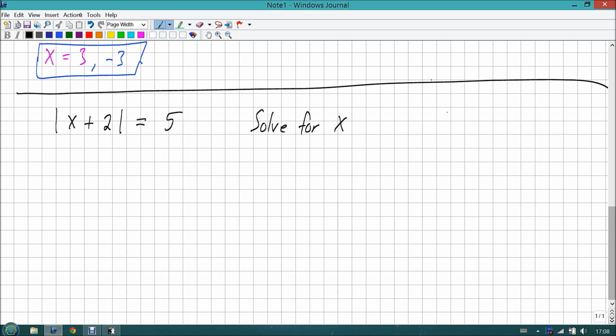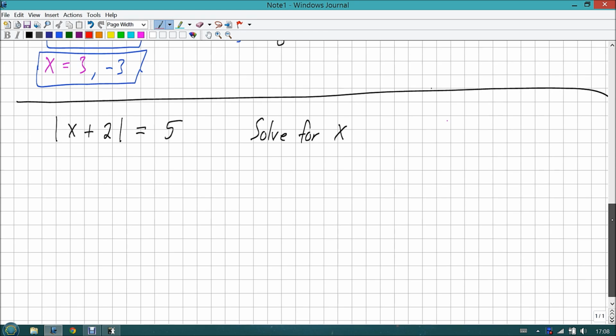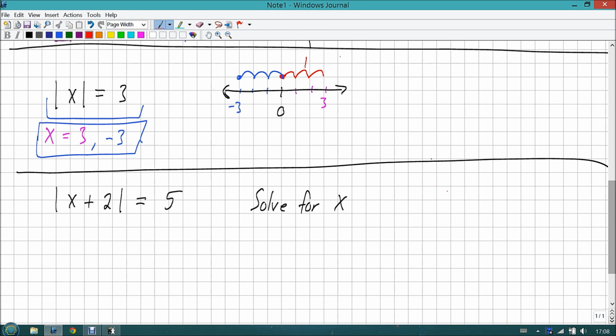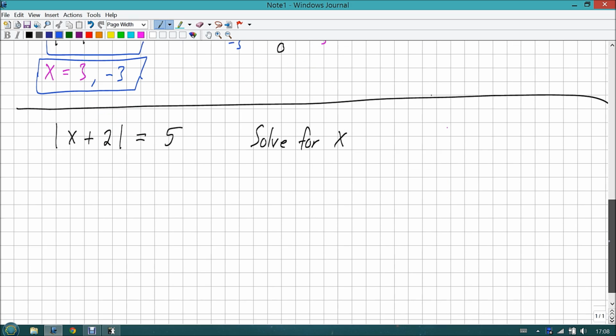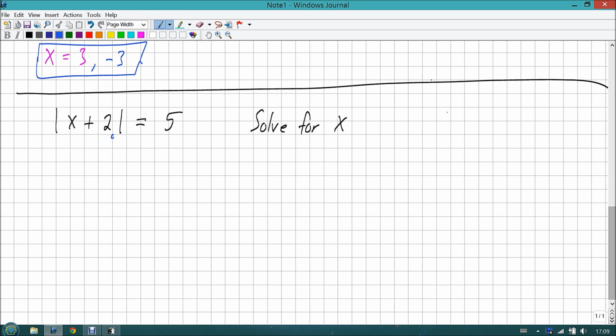So to do this, I know that the distance from x is going to have a positive version and a negative version. So I split my equation in two. I have a negative version, which I'm going to put to the left, and I have a positive version, which I'm going to put to the right.